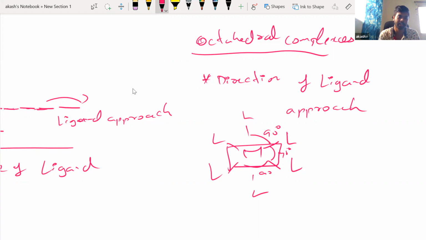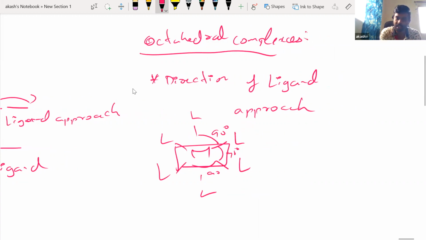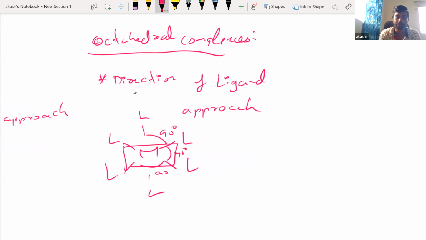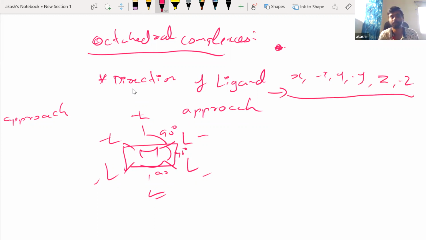All the angles here are 90, 90, 90. Every bond angle here is 90 degrees. So you can easily understand that the ligands are going to approach in 6 directions. Obviously, there are going to be 6 ligands, and all the 6 ligands are going to have 6 directions. What can be the directions? If we talk in terms of the coordinate axis X, Y, Z, you can have X, minus X, Y, minus Y, Z, minus Z. These are the possible ligand approach directions.